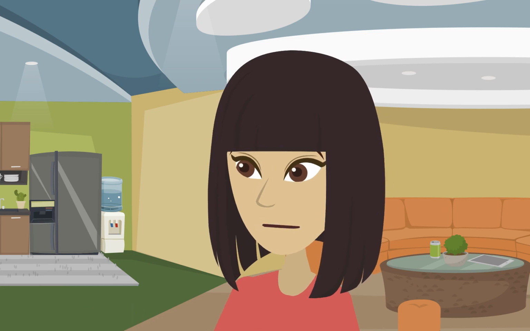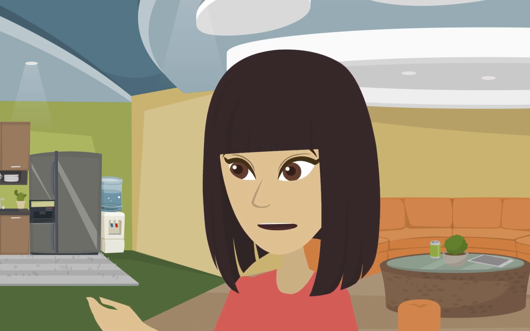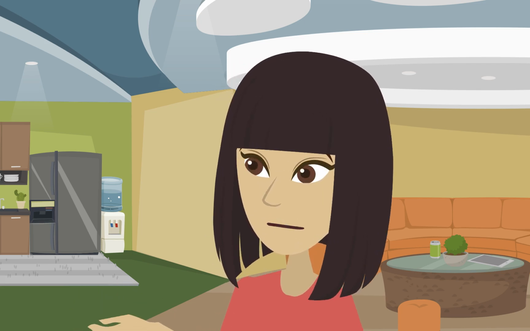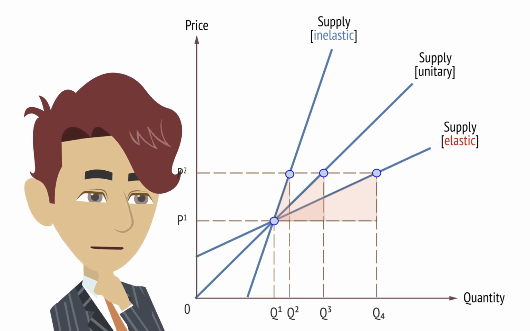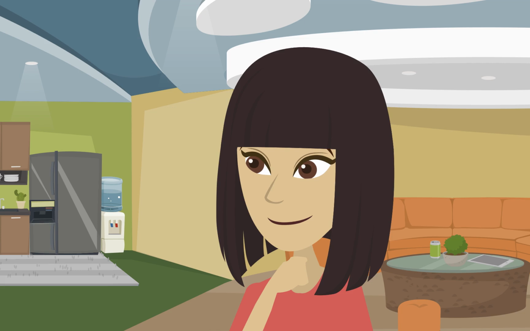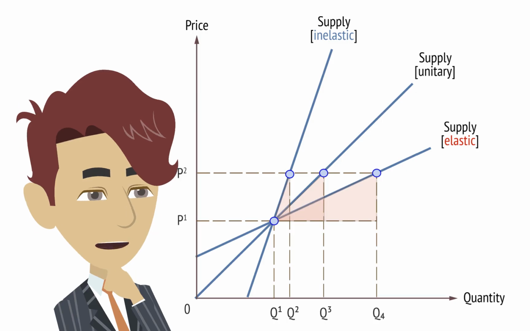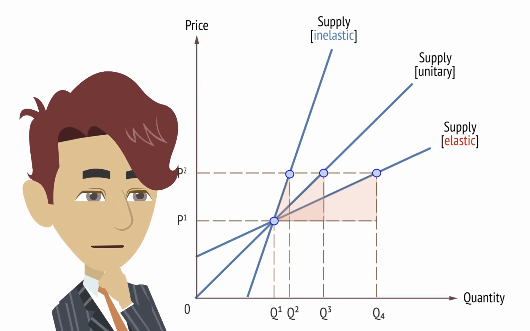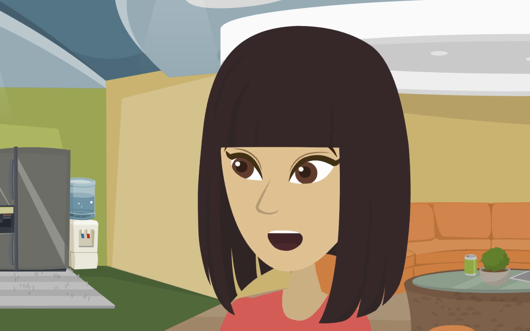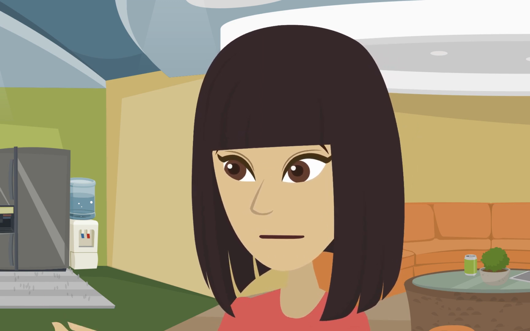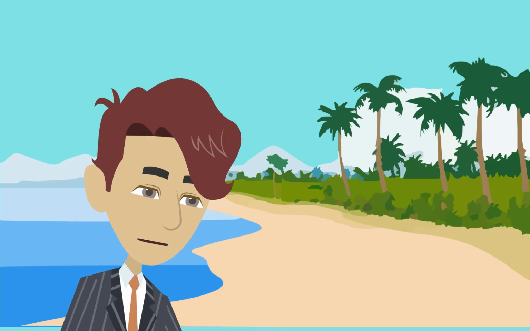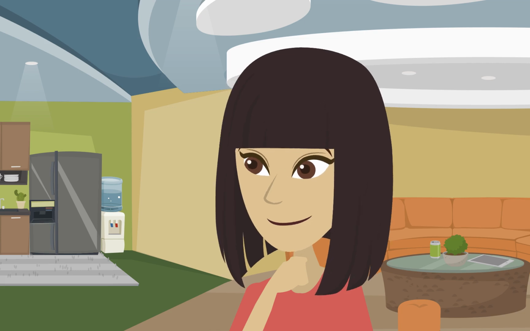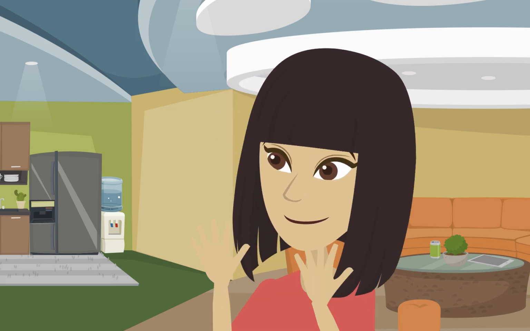Interesting. So, what does it mean when we say supply is elastic or inelastic? Great question. Supply is considered elastic if it responds significantly to price changes, while it's inelastic if it responds only slightly. Can you give me an example of something that has inelastic supply? Sure, beachfront land is a classic example. You can't just create more of it, so its supply is inelastic.